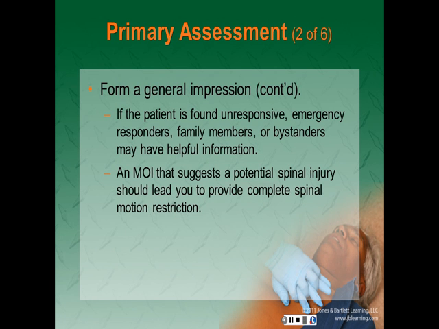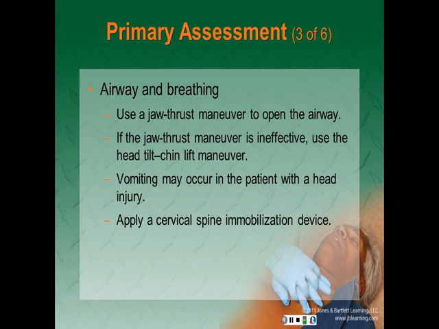If the patient is found unresponsive, emergency responders, family members, or bystanders may have helpful information. An MOI that suggests a potential spine injury should lead you to provide complete spinal motion restriction. Assess airway and breathing. When a spinal injury is suspected, how you open and assess the airway is important. Begin by manually holding the patient's head still while you assess. Use a jaw thrust maneuver to open the airway. If it is ineffective, it is acceptable to use the head tilt chin lift. An oral airway or nasal airway may assist in maintenance of the airway.